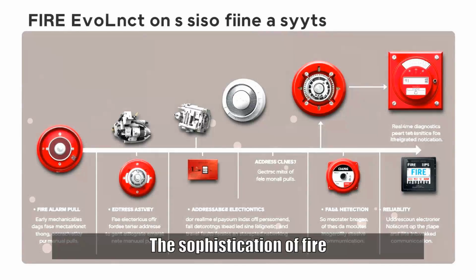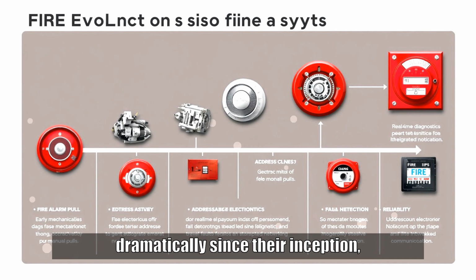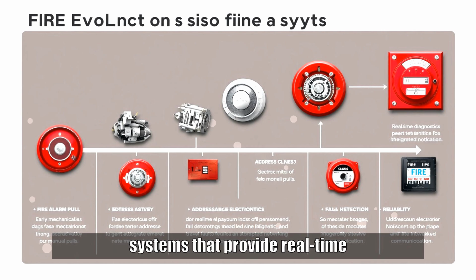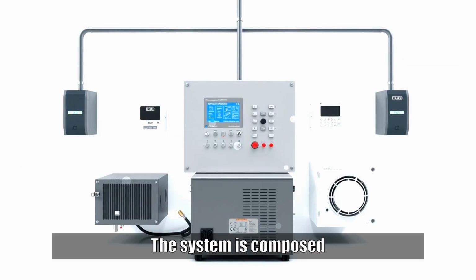sprinklers. The sophistication of fire alarm systems has evolved dramatically since their inception, from simple mechanical gongs triggered by manual pulls to complex addressable electronic systems that provide real-time diagnostics, fault detection, and networked communication. The system is composed of 4 essential components: initiating devices, control panel, notification appliances, and power supply.